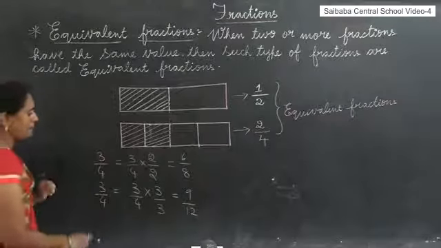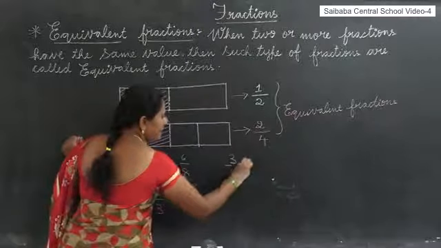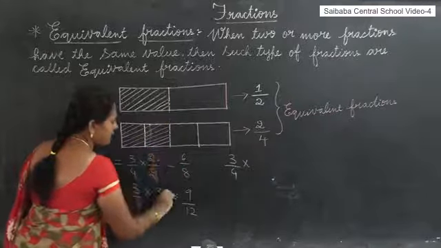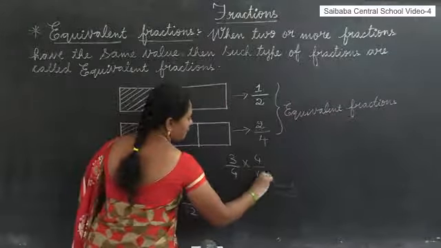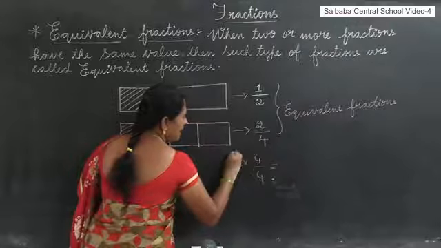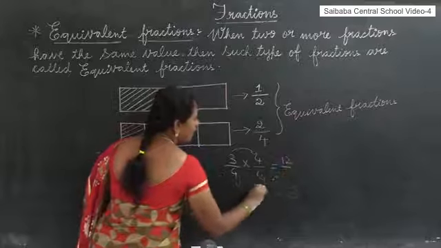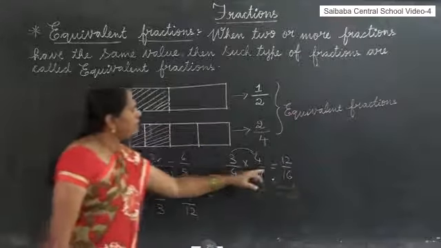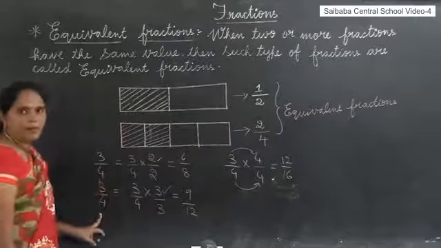If you want one more, multiply 3 by 4 by the same number. First I multiplied by 2, next I multiplied by 3. Now I am multiplying by 4. 3 4s are 12 and 4 4s are 16. Okay. Now 12 by 16 is also an equivalent fraction of 3 by 4.